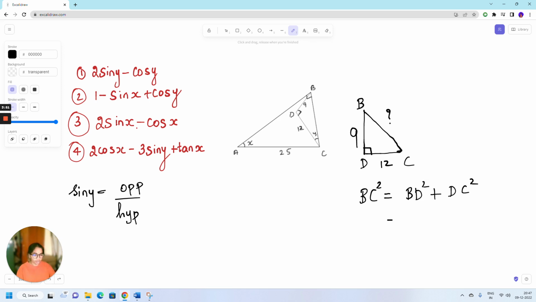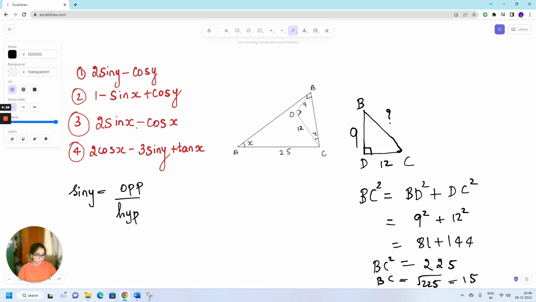Now, what is the value of BD? BD is 9 square. What is DC? It is 12 square. What is 9 square plus 12 square? It is 81 plus 144. What is the value of this? Come on, calculate it. 225. Agree? So if BC square is equal to 225, then BC is equal to square root of 225, which is equal to 15. So now the unknown side, that is BC, is 15.